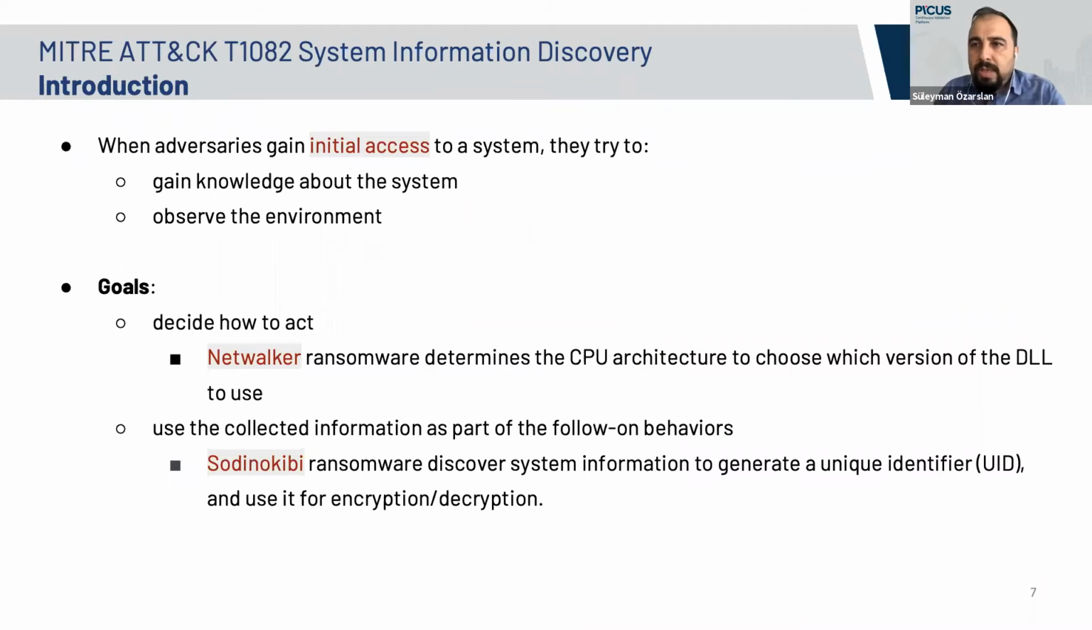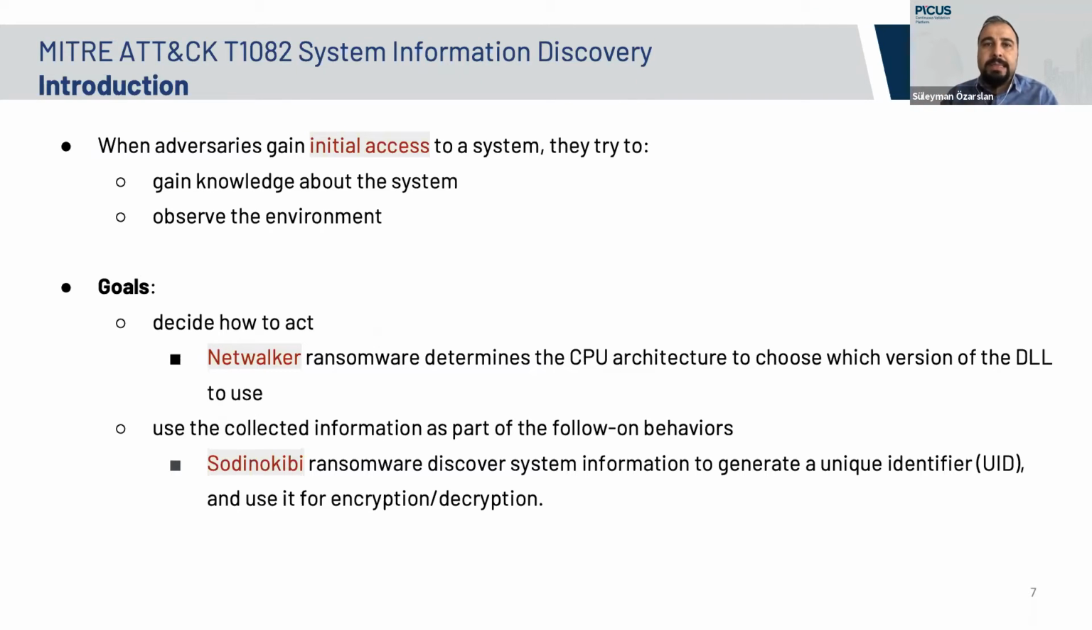Thank you, Carlo. As you know, once adversaries establish initial access in a system, one of their primary objectives is to observe the environment and gain knowledge about the system. This technique is referred to as system information discovery by the MITRE ATT&CK framework. One of the goals of this technique is deciding how to act in the next steps of the kill chain.